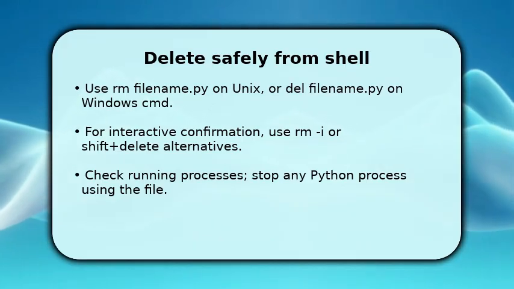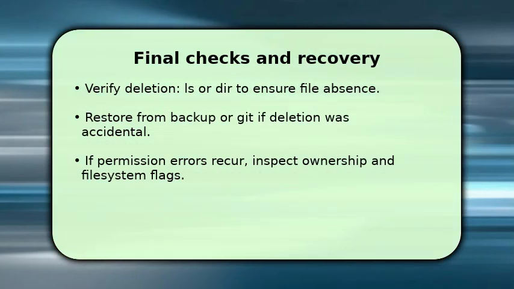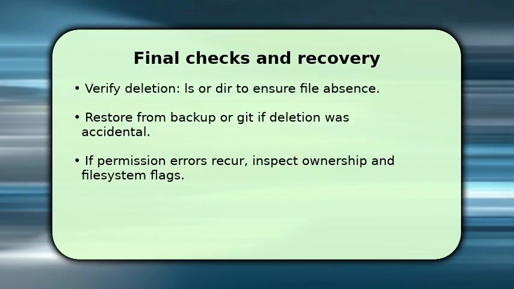After deletion, finish by verifying the file is truly removed. Run ls or dir and confirm the name no longer appears. If you used version control, restore the file with git checkout or git restore, otherwise retrieve your backup copy.